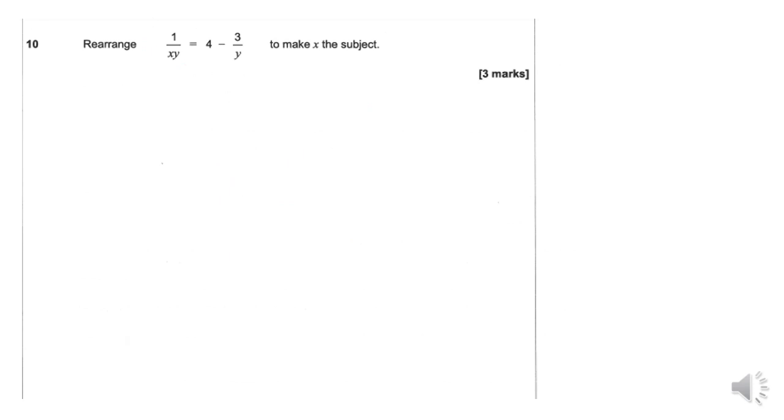Rearrange this to make x the subject. Let's have a little look then. The first thing we could do is multiply everything by xy. That would leave me with 1 equals 4xy minus 3xy over y. So I've just multiplied absolutely everything by xy.